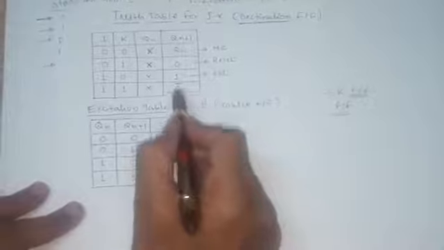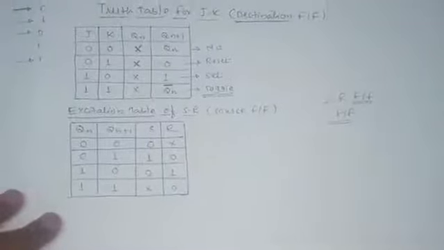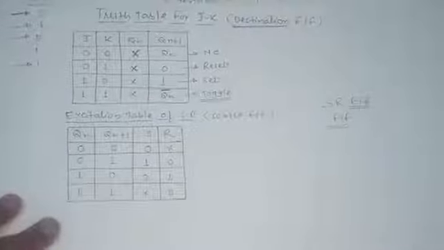Similarly, finally when I consider the inputs J and K as 1 1, in that case we get the output state as Qn bar, that is the complement of Qn, whatever the state we had considered previously. So the output gets toggled, from 0 to 1 and 1 to 0. This particular condition is called toggle, or we call this the racing condition. We know that this is the biggest drawback of the JK flip-flop. In order to avoid this drawback, we always use the master slave JK flip-flop.